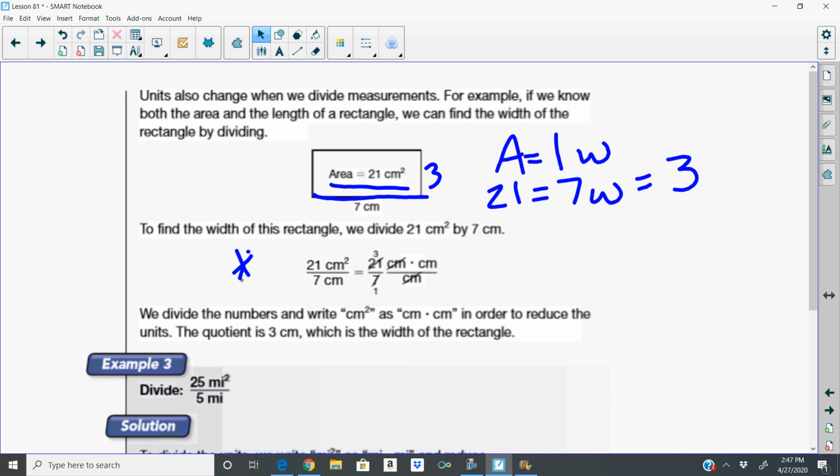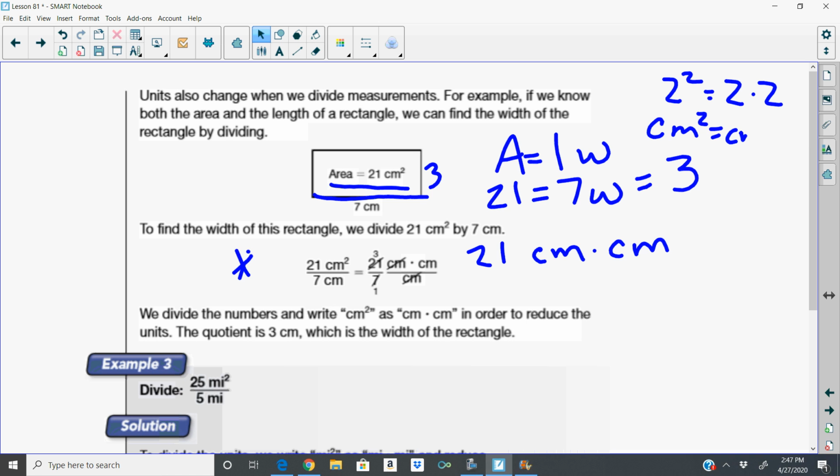So they're showing you that when we talk about centimeters squared, 21 centimeters squared is like multiplying it by itself, right? Just think about that. Way up here at the top, 2 squared is what? Well, it's 2 times 2. So centimeters squared equals centimeters times centimeters. Same thing, okay? We're just substituting letters in for the numbers. And then they put it over, because we're dividing it by 7 centimeters.